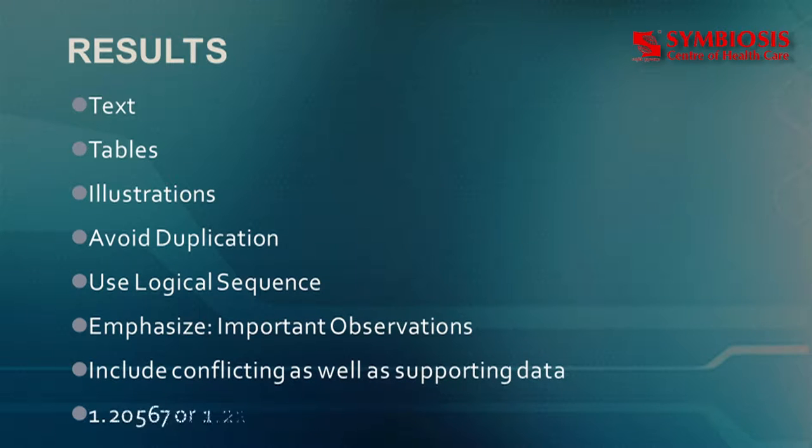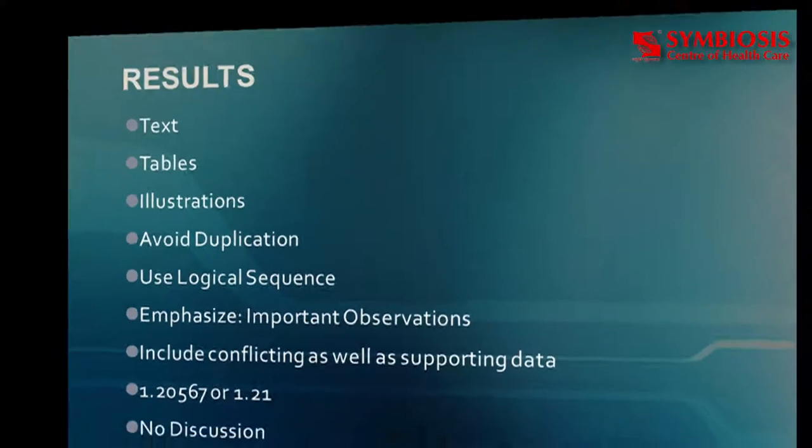There is no need to mention 1.205667 as a number, you can mention 1.21. So, precision up to that level should be all right. And please remember, this is not the discussion phase. Here you are not supposed to discuss the findings of the study unless there are certain journals where the results and discussions are put together.